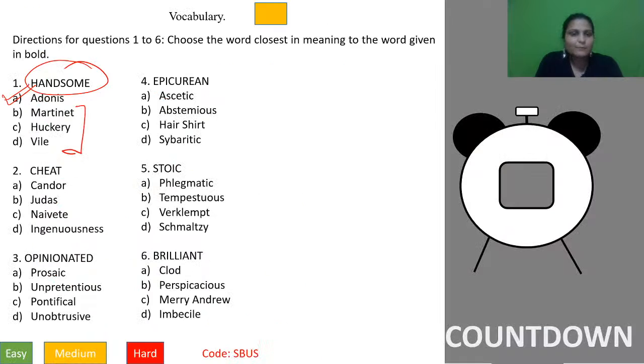Now, let's come to the second question for today, cheat. Okay, so find the closest synonym to cheat. After some glamour, we'll have something else also, and that will be a lot of fun. I have some more glamour for you.